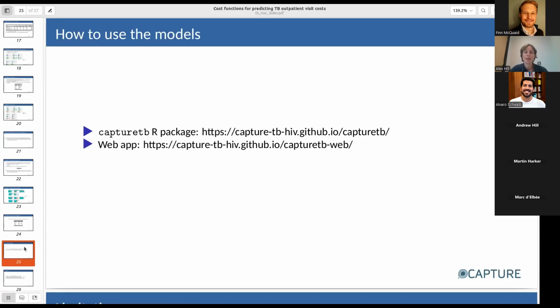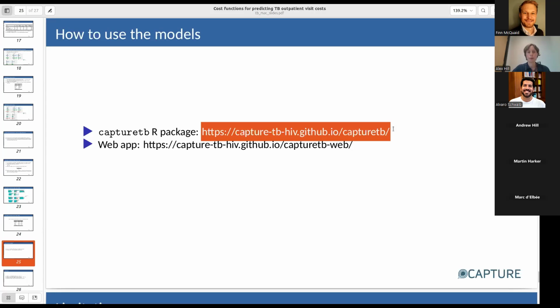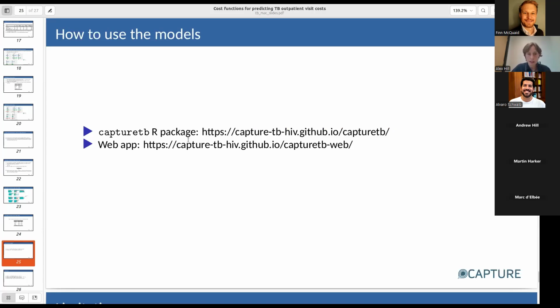Okay, so if you want to use these models and play around with them, there are 2 ways of doing so. I've got an R package and a web app. I'll just open up the R package if I can. There's no link.